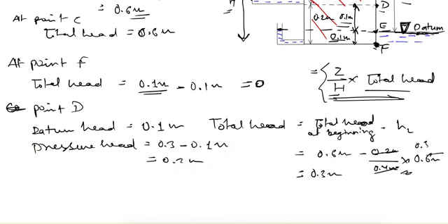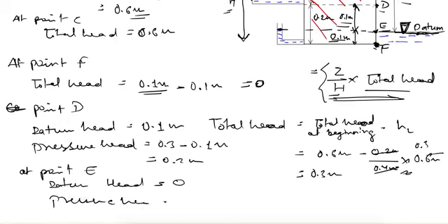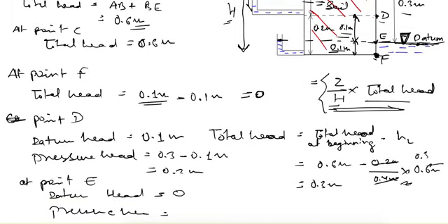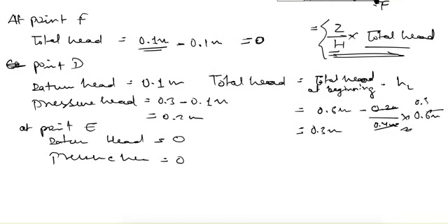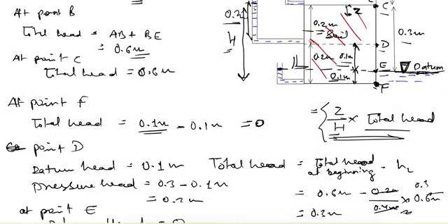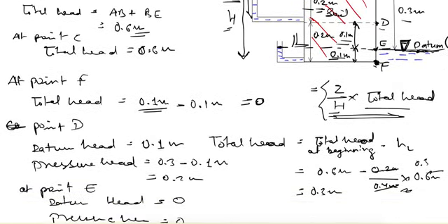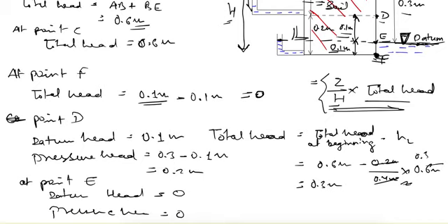So we can see this E point also. At point E, datum head is equal to 0 because it is at the level of datum, and pressure head is equal to, if some piezometer is inserted at point E, the water level will not rise at all, so pressure head is also 0. So the total head is equal to 0. So total head reaches 0 at this point, and below this also it will remain 0, as we saw for F.